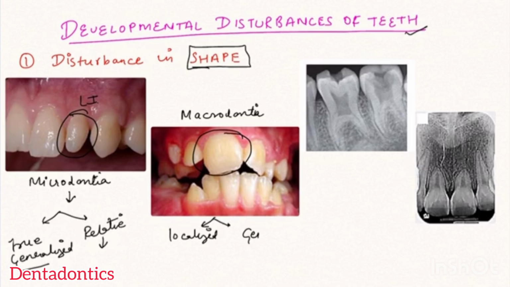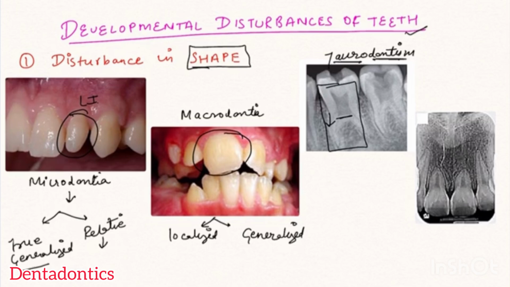Now coming to the third, taurodontism. Taurodontism is a condition in which there is failure of cusp invagination of Hertwig epithelial root sheath, and there is apical displacement of the pulp horn. As you can see in this picture, the pulp is apically displaced with a short root. Tauro means bull and dontis means tooth. So here the tooth appears bull-shaped. Here the tooth will be rectangular in appearance.